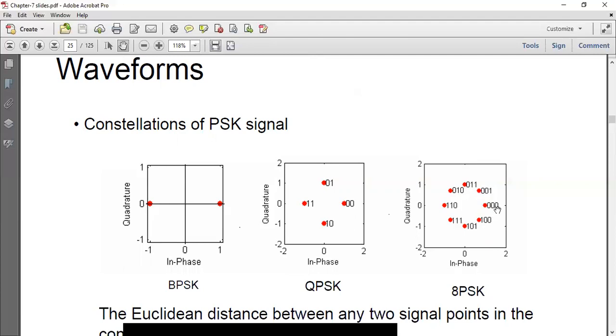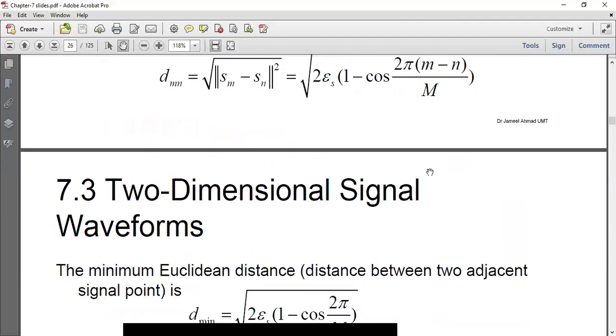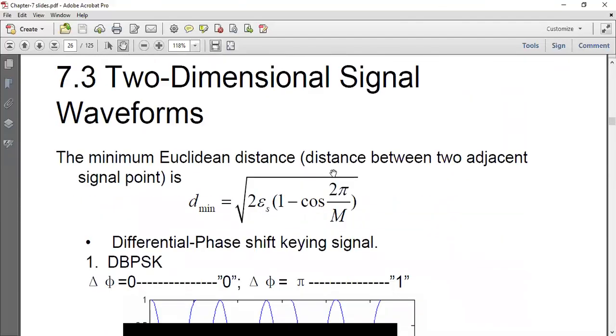In gray coding, at one time only one bit is changing, from 001 to 011. So there is only a change of one bit, and again we have a change of one bit here. This is called gray coding. The Euclidean distance between any two signal points in the constellation can be calculated from this expression: taking the difference, the square root of 2Es minus 2Es cosine of 2 pi (m minus n) over M. The minimum distance, or the distance between two adjacent signal points, is given by this expression.